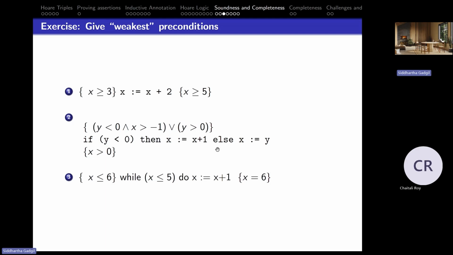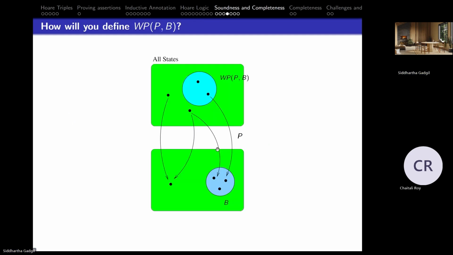You can also see that there's no other state that works. For example, if you started in a state greater than 6, let's say like 10, then you will come out in 10 and you'll not satisfy. This is the weakest set of states which establishes the postcondition.